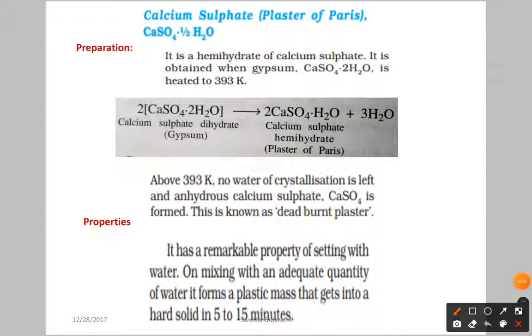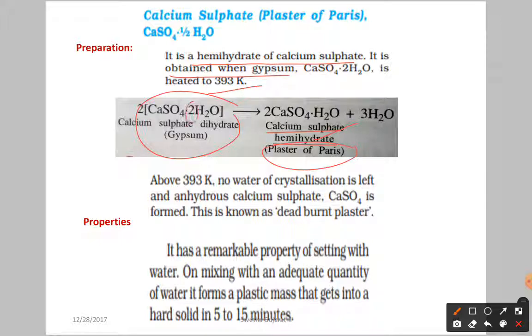Here you can write the formula in any way. Okay, calcium sulfate half H2O and 2H2O, both are acceptable. So here, preparation: it is a hemihydrate of calcium sulfate. It is obtained when gypsum, nothing but this is gypsum, isn't it? When you heat at 393 Kelvin, you are going to get calcium sulfate hemihydrate, nothing but plaster of Paris.